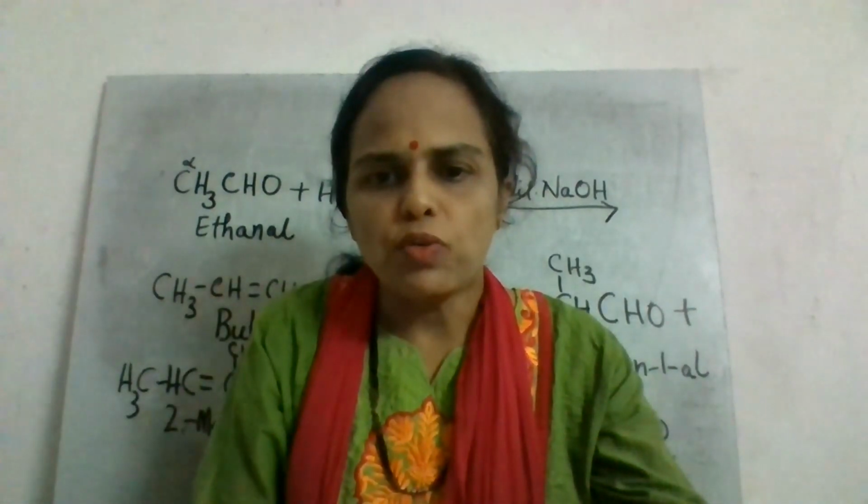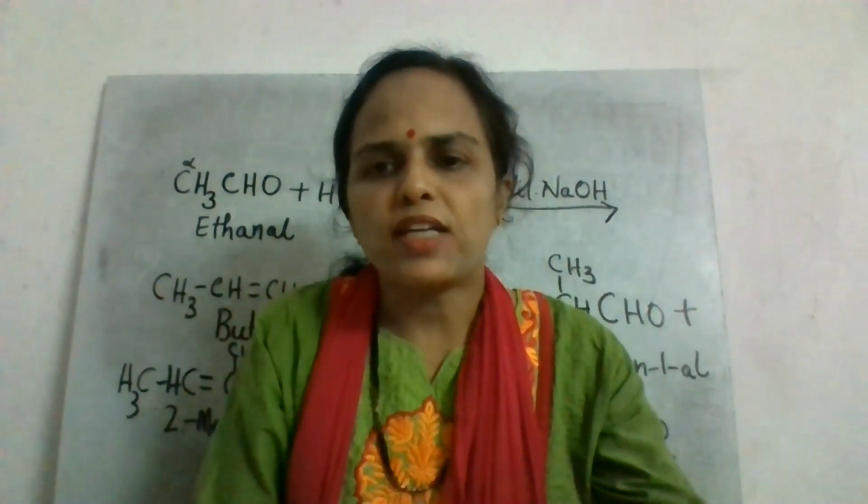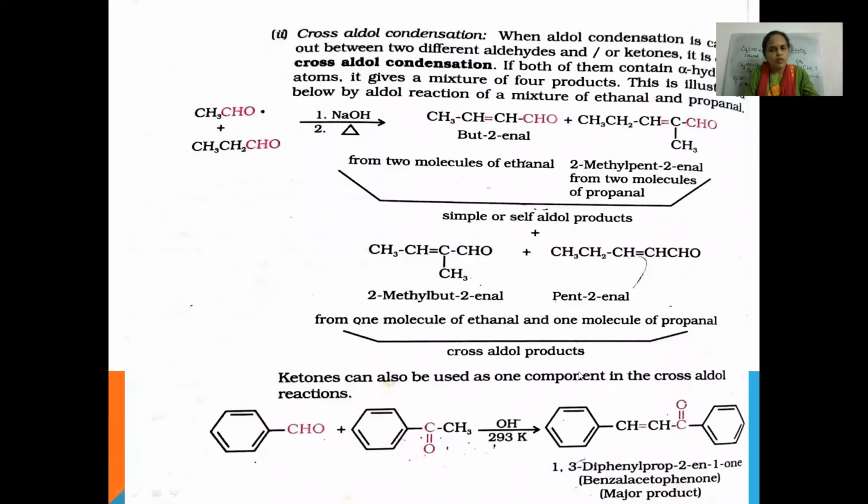Next, I'll show you the reaction of ketone. Ketones can also be used as one component in cross-aldol condensation products. This benzaldehyde doesn't contain an alpha hydrogen atom, but C6H5COCH3, acetophenone, in presence of a base at 293 Kelvin results in giving you benzyl acetophenone, which is the major product that is formed.